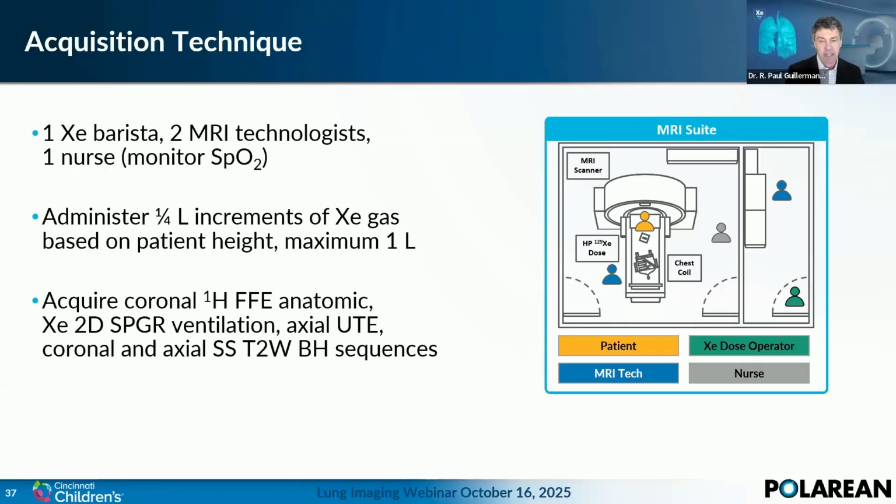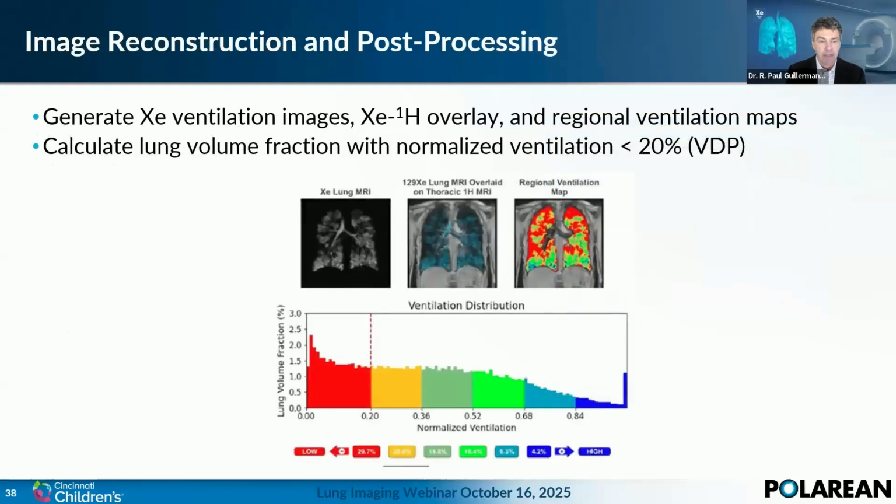And then we proceed with the xenon ventilation study. And then we follow up with some more anatomic and pathology-based sequences. We do a UTE scan, and then we also do a couple of T2-weighted sequences as well. And so the images that are reconstructed, since historically ventilation was imaged with nuclear medicine studies, the images that just show the xenon distribution look reminiscent of the nuclear medicine ventilation scans, but there's much more signal, so you have more anatomic detail. Then we have the overlay of that with the anatomic scan.